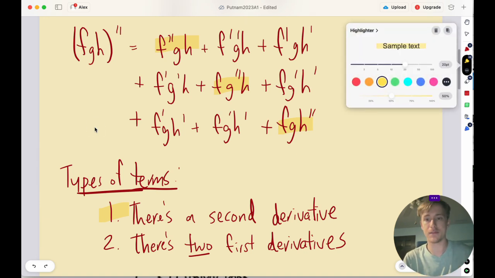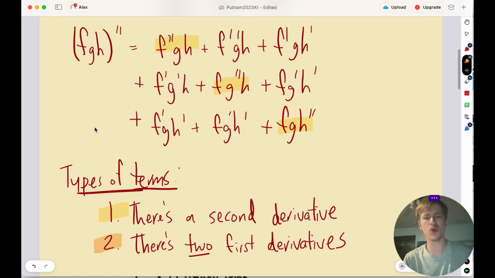But for the second type of term, it's a little more complicated, right? Because how many different ways can you have 2 first derivatives? Well, you can have a lot of different ways. So for example, f prime g prime h is the same as g prime f prime h. So a lot of these are actually double counted, and in fact, all the remaining terms are double counted. And since there's an even number, you can divide that by 2.